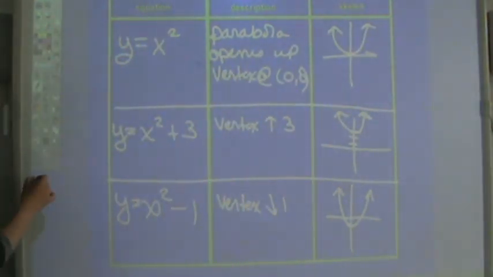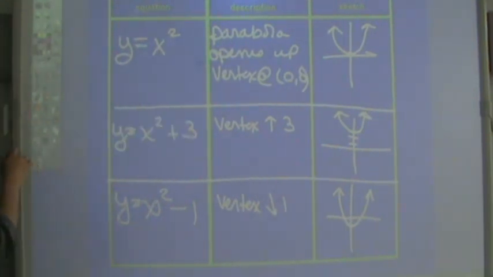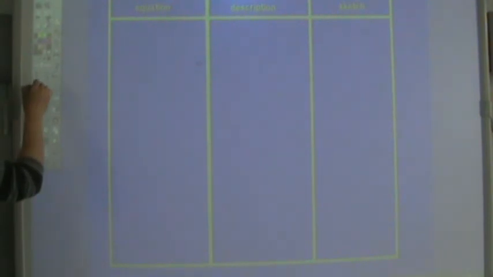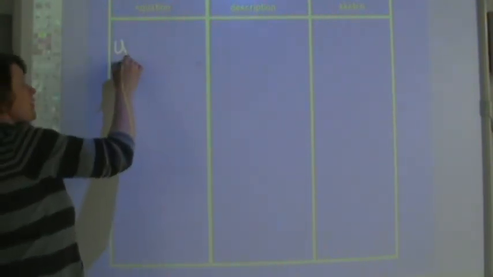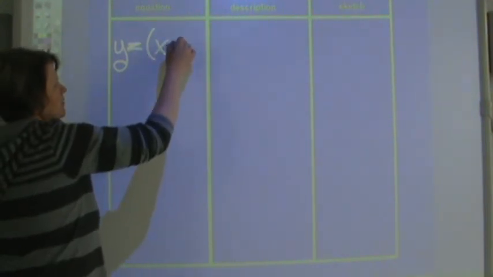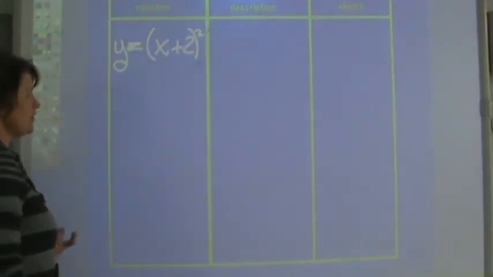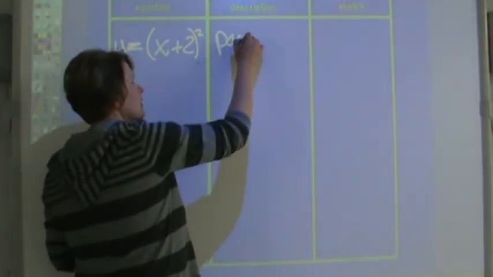Okay, let's just erase this. We'll just do a new one. Okay, so if we do parentheses, x plus 2 quantity squared, for example. Okay, so that's going to be a parabola opening upward.